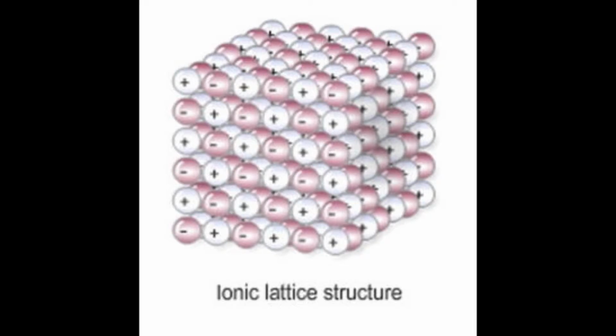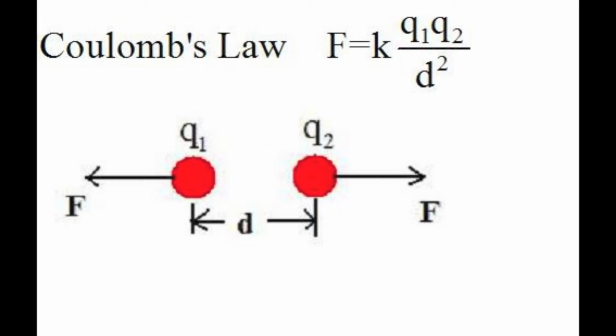Ionic bonds exist between oppositely charged ions. The ions are formed from atoms by transfer of one or more electrons. As the charges on the ions increase, ionic bond strength increases as stated by Coulomb's law. The force of attraction is equal to the product of their charges divided by the square of the distance between them. Ion charge is directly proportional to bond strength and inversely proportional to ion size.